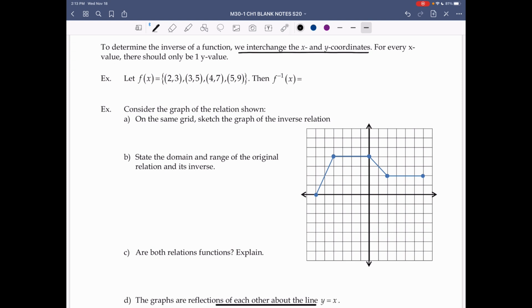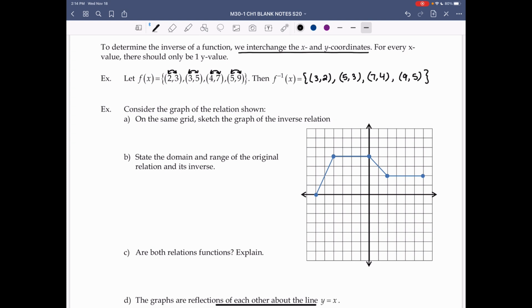So here we have x is 2, y is 3. Interchange those for the inverse. Then we have the first coordinate would be (3, 2). The second one, interchange x and y, we get (5, 3). Third one, interchange x and y, and we get the point (7, 4). And last one, interchange x and y, and we get the point (9, 5).